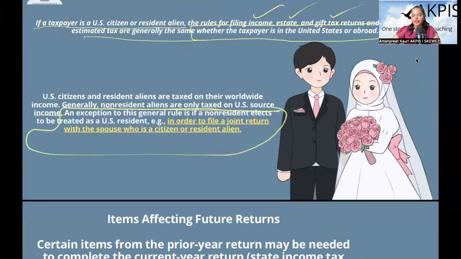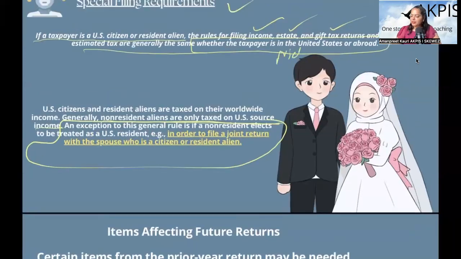An exception is there, right? Let's take an instance. For example, this is Nick Jonas, and this is Priyanka Chopra, right? Now Priyanka Chopra is in the United States of America, and Nick Jonas is already a US citizen. But Priyanka Chopra, let's take an example, does not satisfy as of now. She is not a green card holder as of now. She is not meeting the substantial presence test.